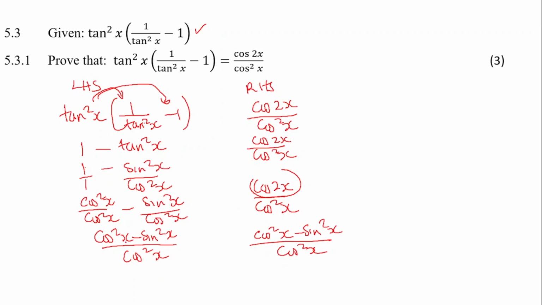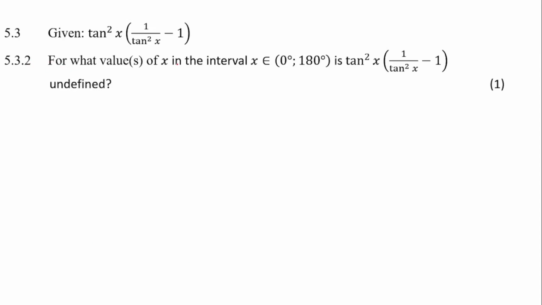Right, so now we see that the left hand side is equal to the right hand side. So we have proved that this is just same as this. Okay, if you want, you could have changed this to cos 2x. So it becomes cos 2x over cos squared x is equal to cos 2x over cos squared x, just the same thing.